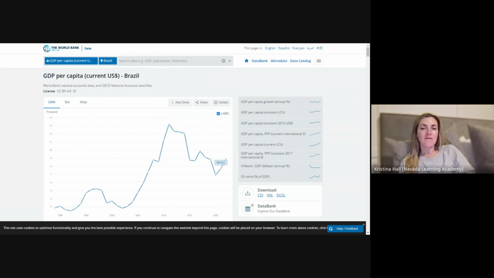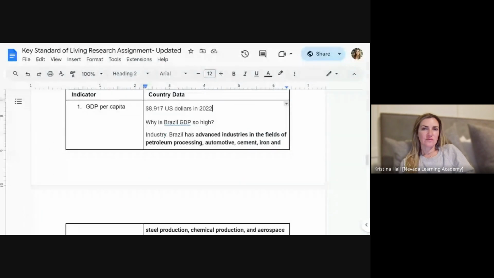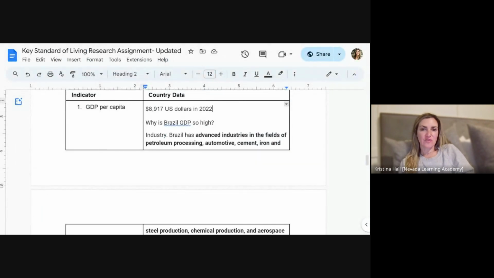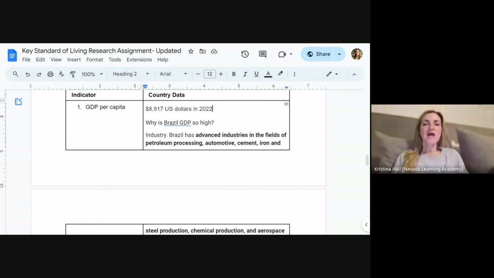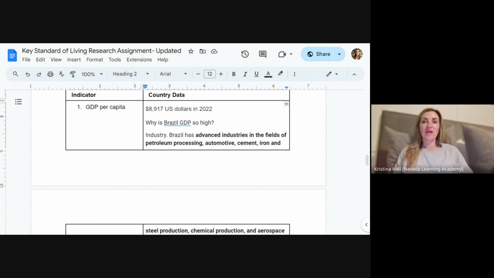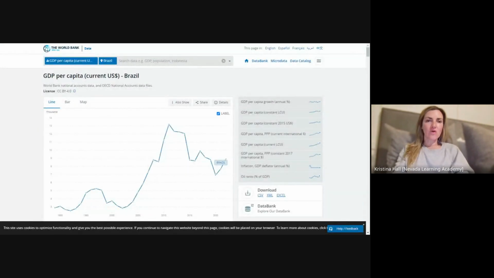Industry. They have advanced industries in petroleum and automotive. So now you need to look up what's inputting into that, and I can Google that. I inserted the number here and put the year. Make sure you put the year for all of the data that you're going to use. Then I'm going to Google what is impacting or creating their GDP, their income. How does this country make money? So I'm going to go back over here and Google.